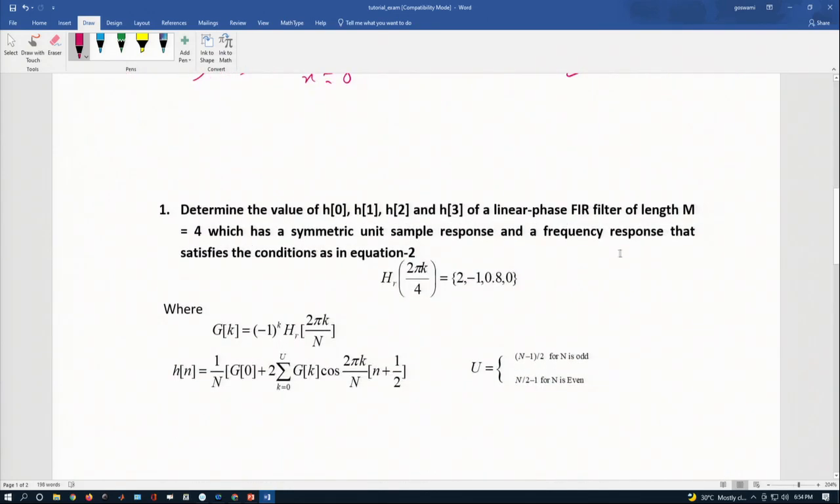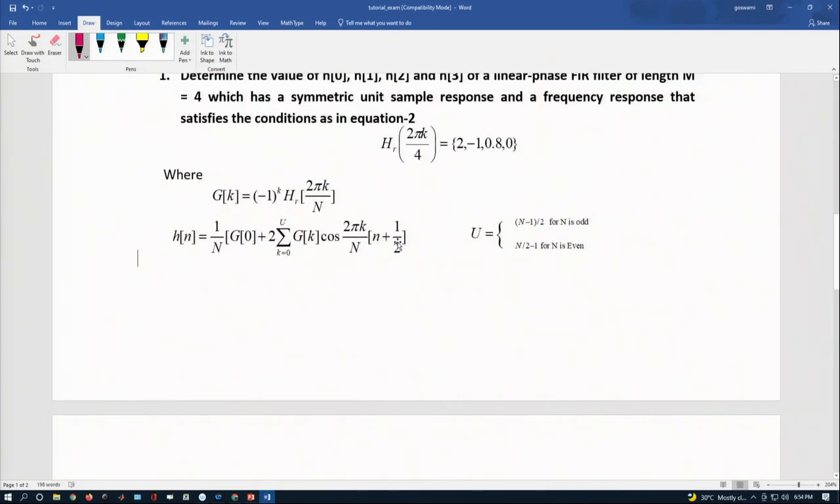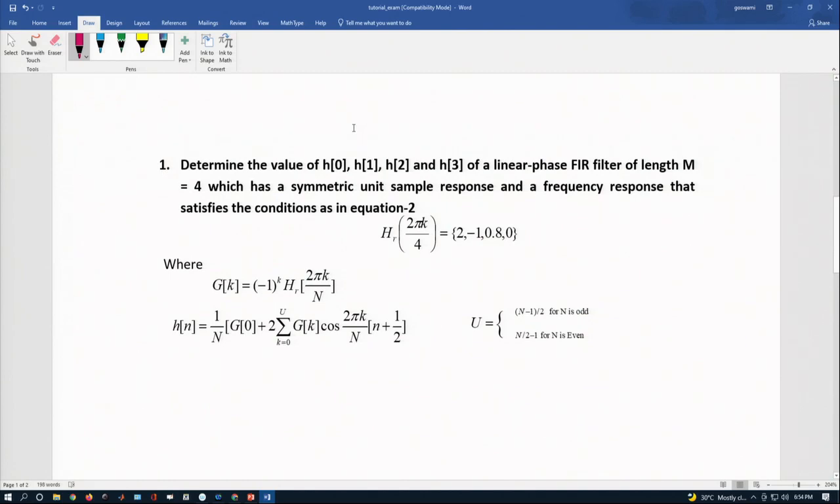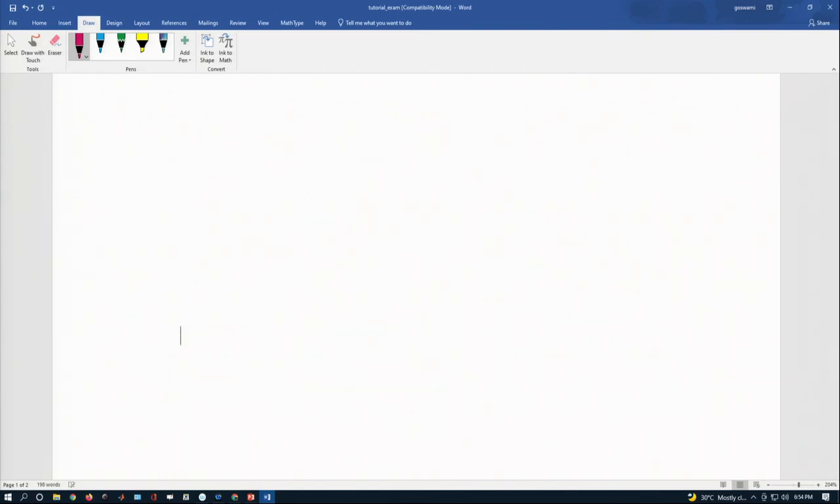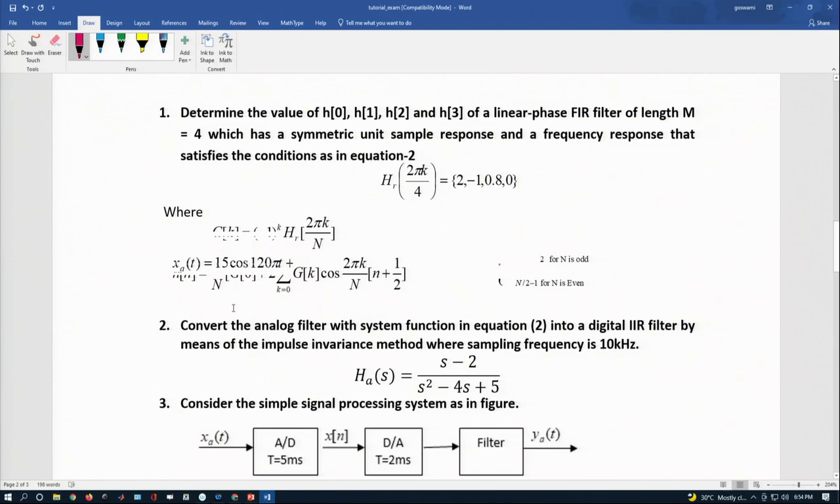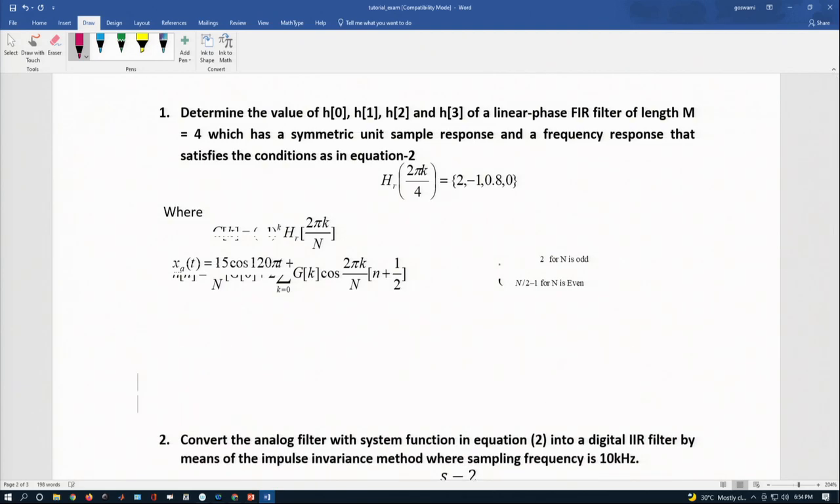Okay. Similarly, let us look at this question. I will come to the next page so that the whole question and the whole answer can be seen.